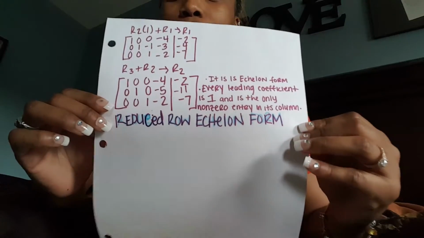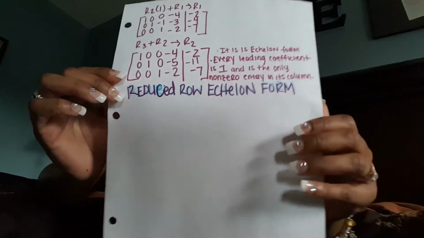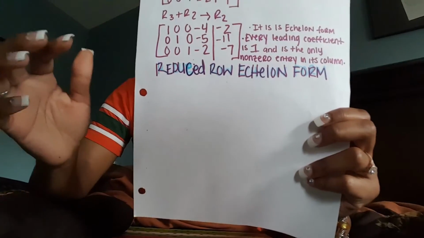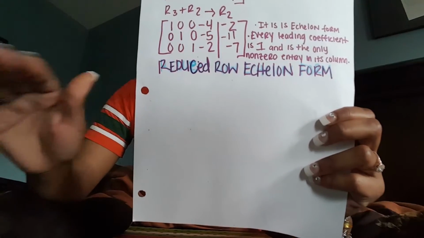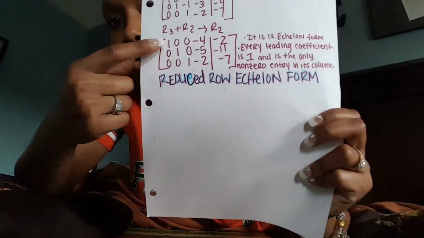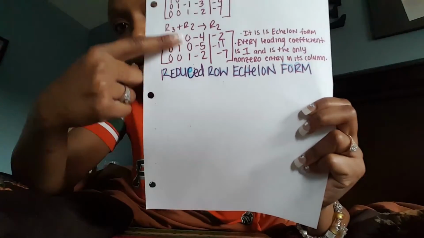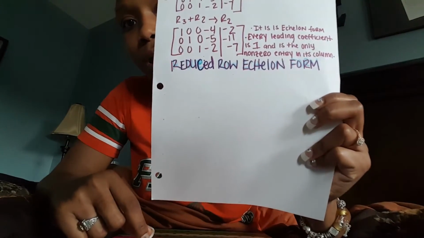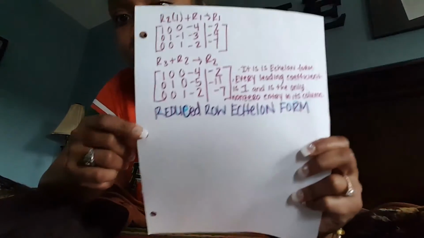In order to be in reduced echelon form, it must first be in echelon form. And then every leading coefficient is 1 and is the only non-zero entry in its column. So 1 is the only non-zero entry in that column. 1 is the only non-zero entry in that column. And same for here. 1 is the only non-zero entry in the column.